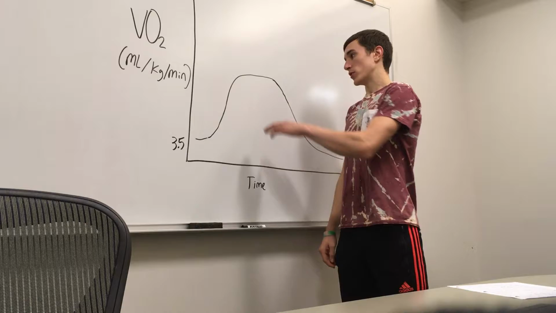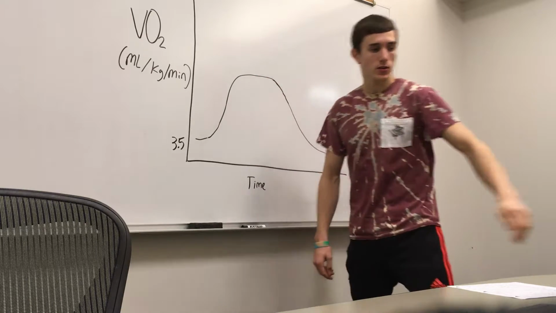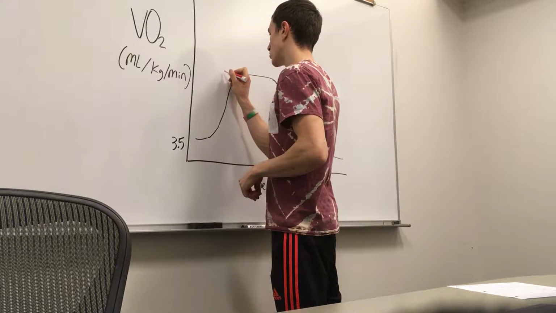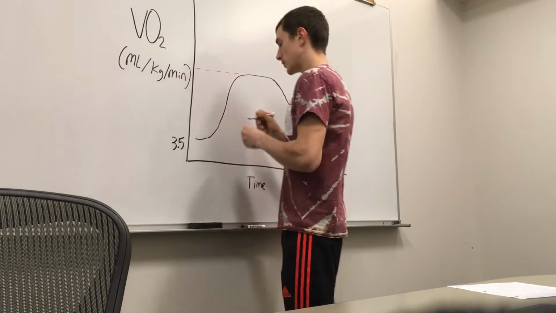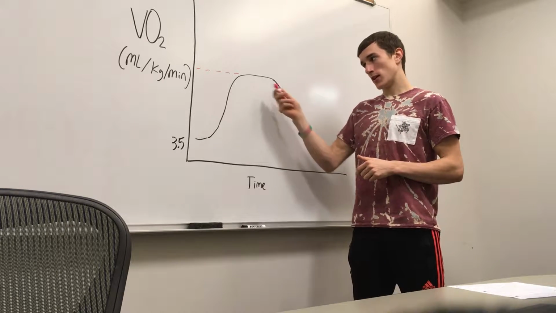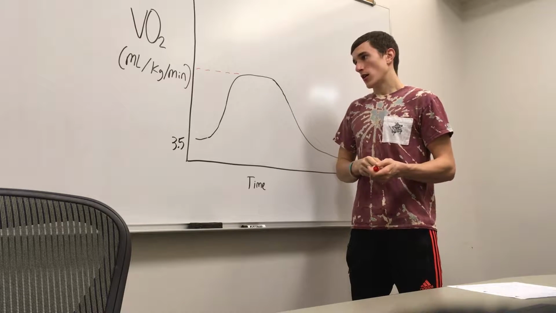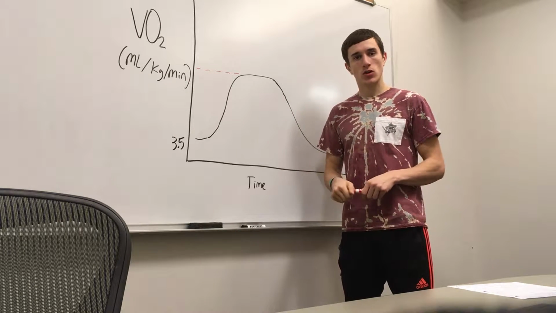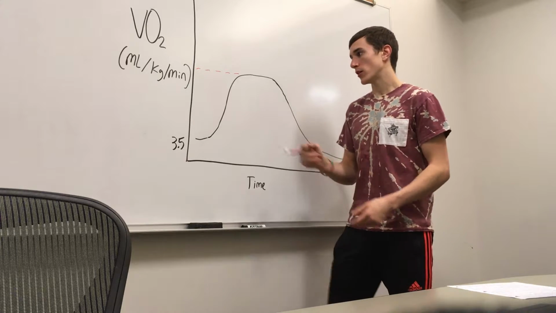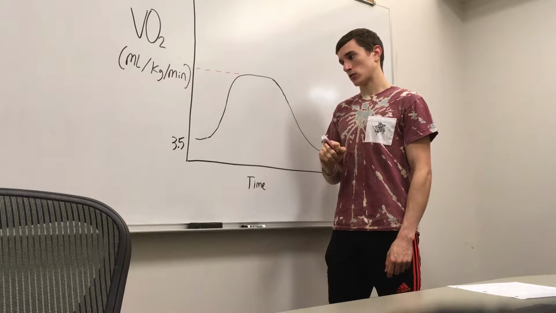So the steady state that you reach is called the O2 demand. Right here you have your O2 demand of exercise. This is how much oxygen your body requires to take in for a given intensity of exercise, and that can vary based on what type of exercise you're doing, etc. But here you reach a steady state, and this is the O2 demand for this exercise.